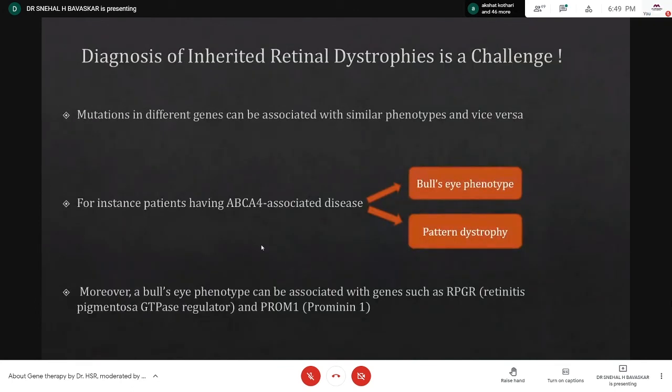Obviously the diagnosis of inherited retinal dystrophies is a challenge, and we need to look at all the modalities used, such as ERG and SD-OCT, in addition to autofluorescence, because mutations in different genes can be associated with similar phenotypes. For instance, patients with ABCA4-associated disease can present with either a bullseye phenotype or a pattern dystrophy. Again, a bullseye phenotype can be associated with genes such as RPGR and PROM1.